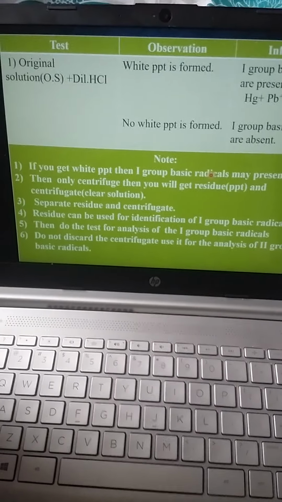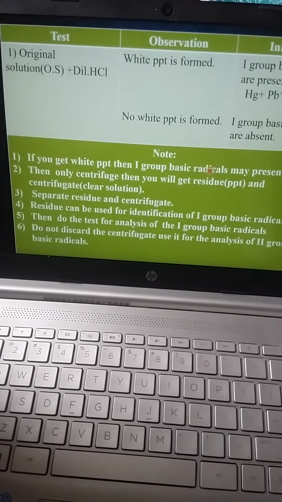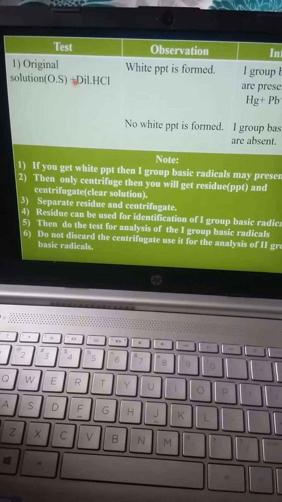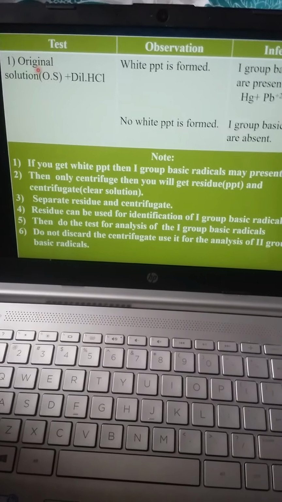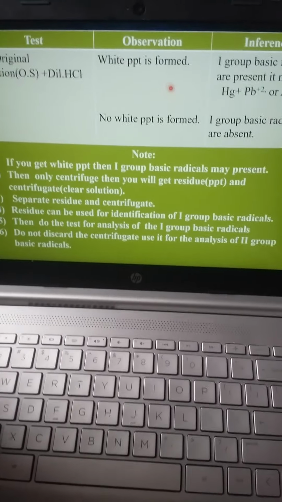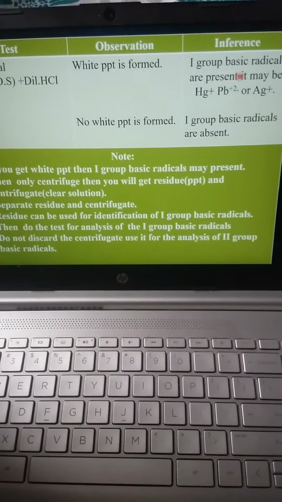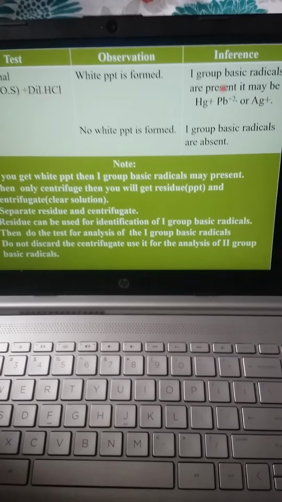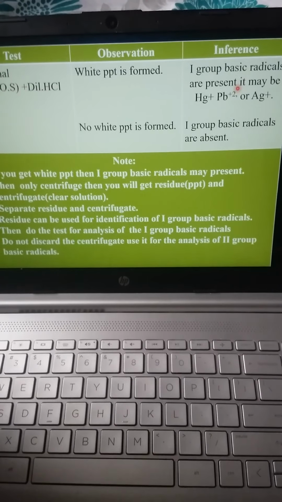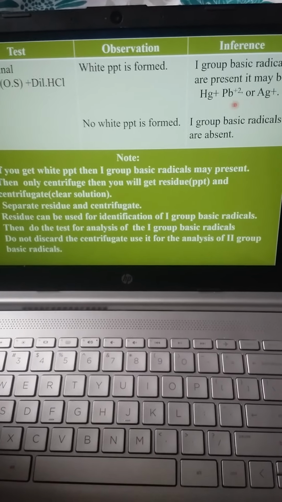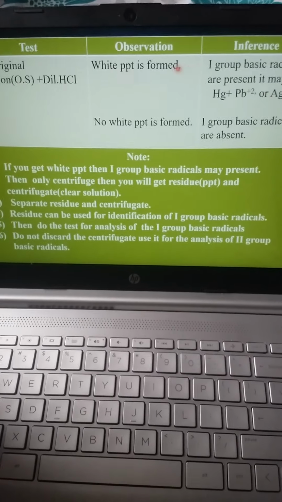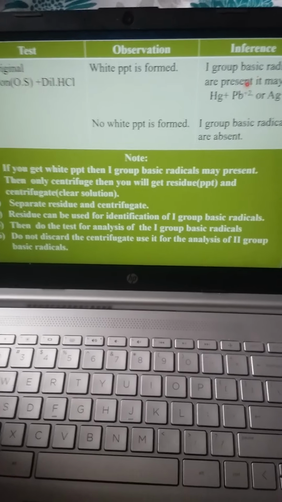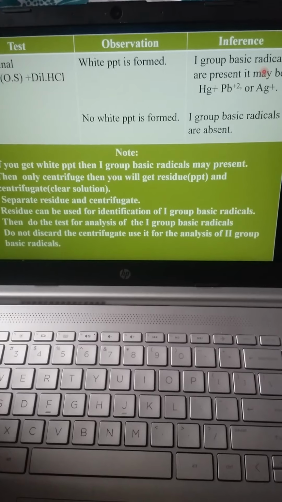So for the first group basic radicals, how do you detect them? You have to take the original solution, then add dilute HCl to it, and you will observe a white precipitate. In the inference column, you have to note that first group basic radicals may be present, either lead or silver ion. Only when you get a white precipitate do you write that the first group basic radical is present.